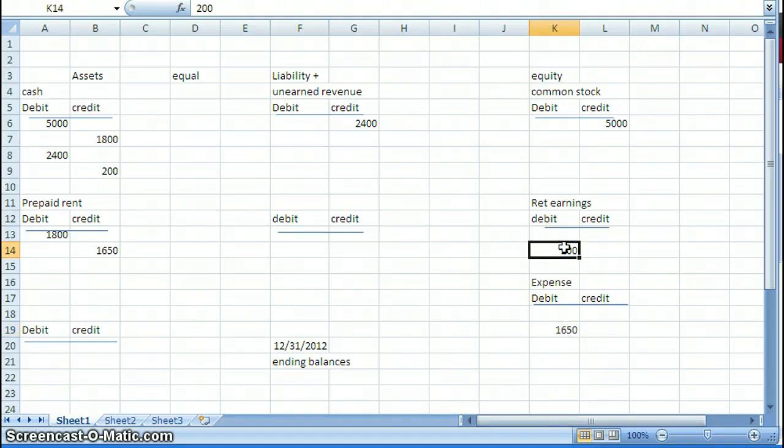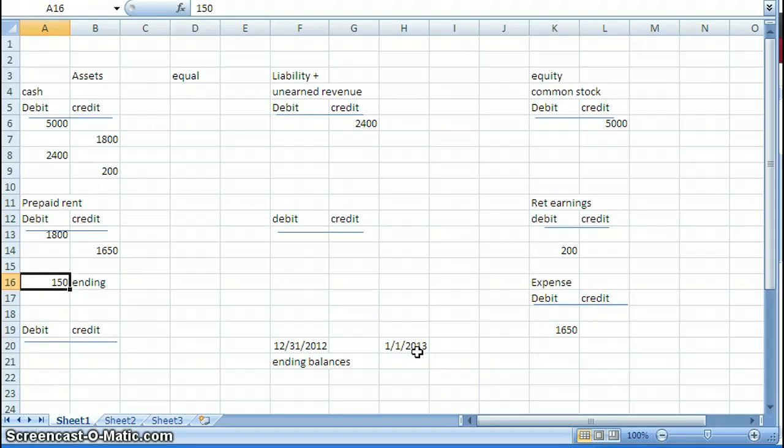$200 out of retained earnings for dividends. We raised $5,000 in common stock issuance. And what's left over on prepaid rent is $150. That's the ending balance, and it's a debit. So as of December 31st, 2012, when we open up the new year, January 1, 2013, we're going to have a prepaid rent T account with a debit balance of $150.